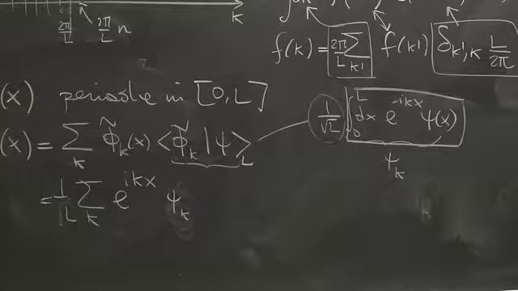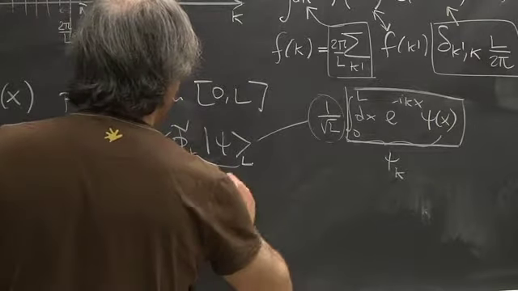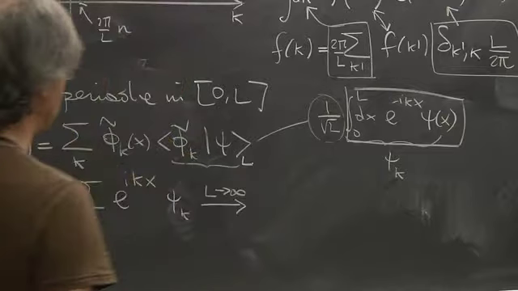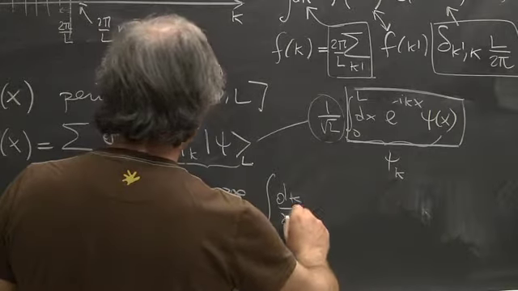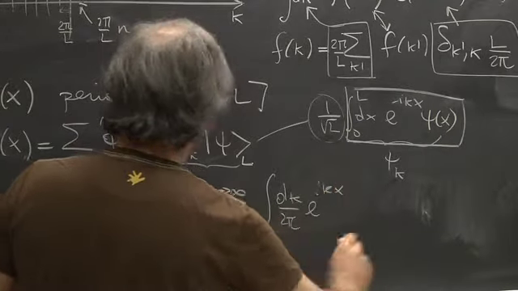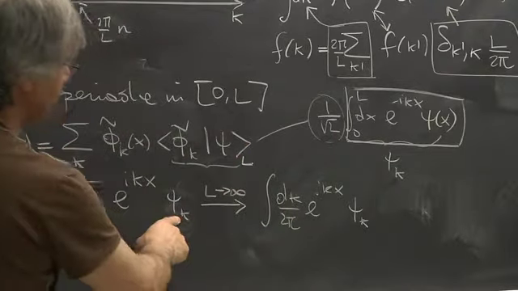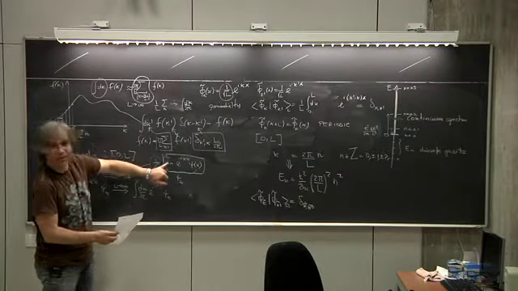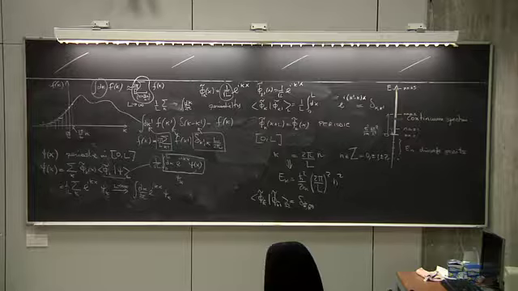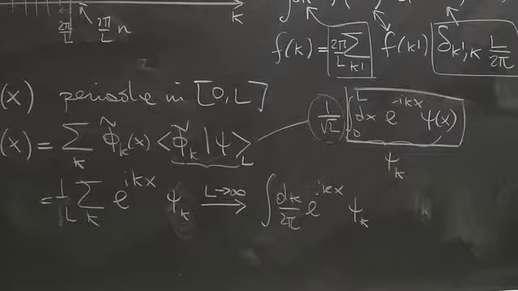Is this clear? Okay. Now you are almost ready for a limit here. This is a Fourier series that in the limit L going to infinity becomes immediately a Fourier transform, because this becomes integral dk over 2 pi e to the ikx psi k. The same object, obviously, now integrated from minus infinity to plus infinity, okay?